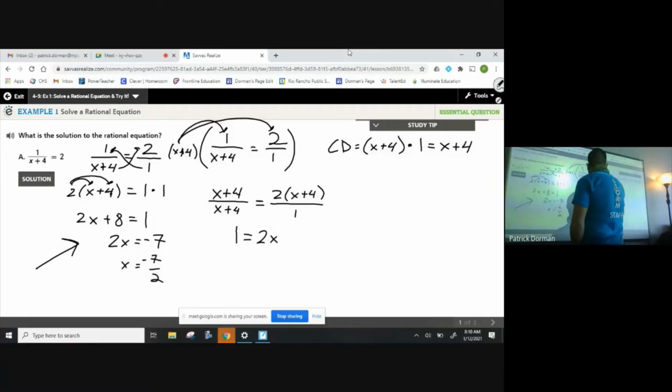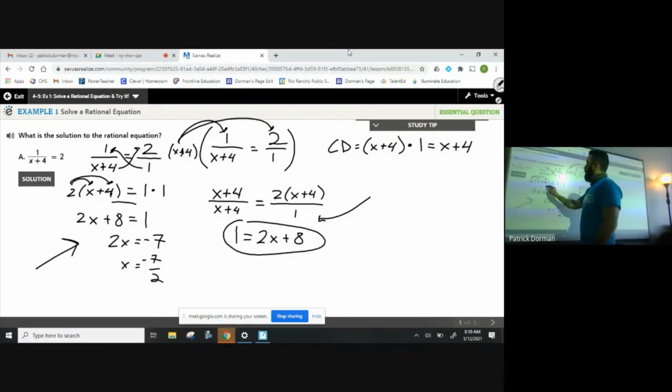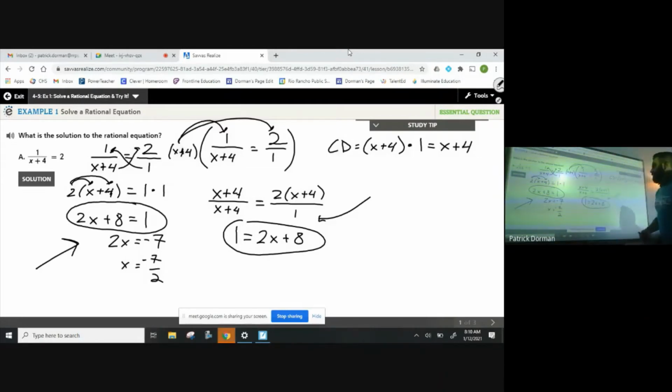And then I'll distribute the 2. So 2 times x is 2x. 2 times 4 gives me the 8. And of course, this denominator of 1, it's just there so that we have two fractions. But dividing by 1 doesn't change anything, so we can just make that go away. Now we've pretty much got the same equation here. And you can see that if we were to continue solving, we would get -7/2.